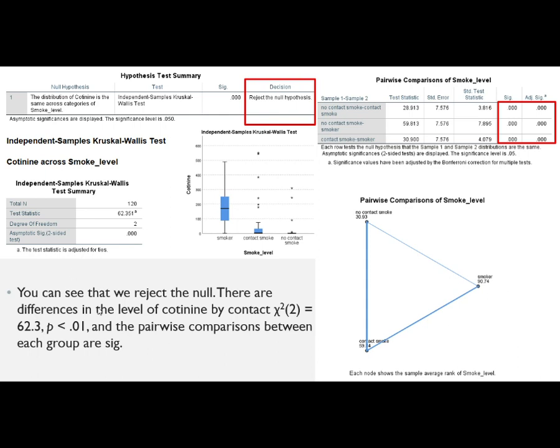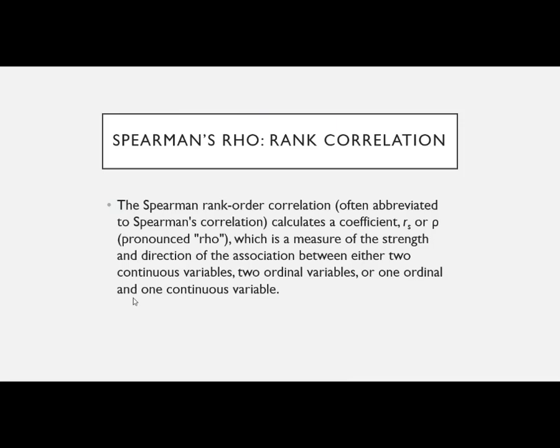And you can see that we reject all. There are differences in the level of cotinine by contact. So chi-squared with degrees of freedom 2 is equal to 62.3 right here. P is less than 0.01, and the pairwise comparisons between each group are significant. Okay, one last one to do.